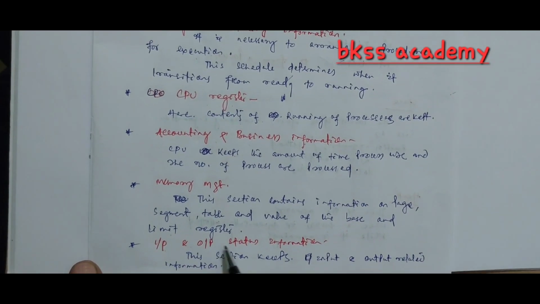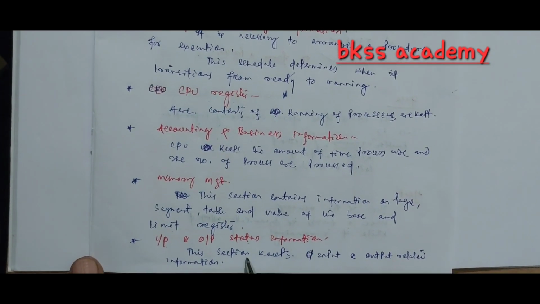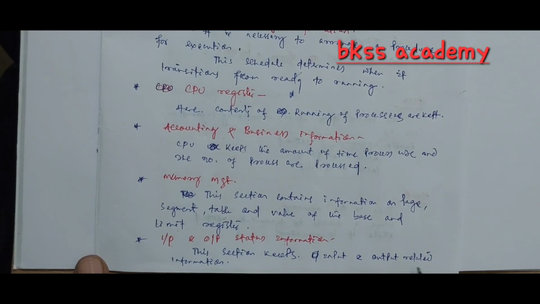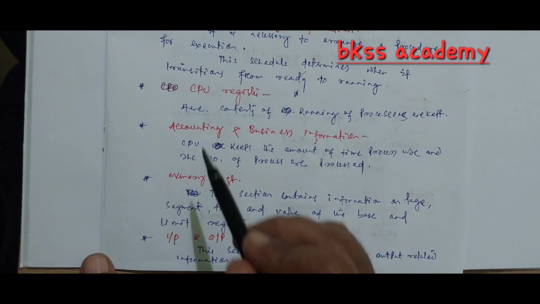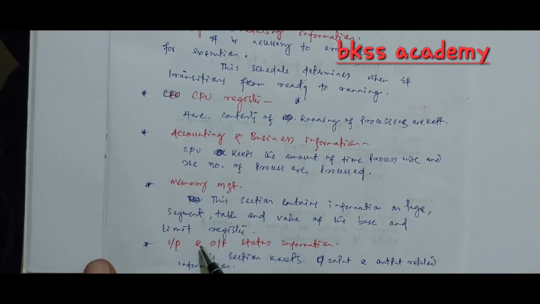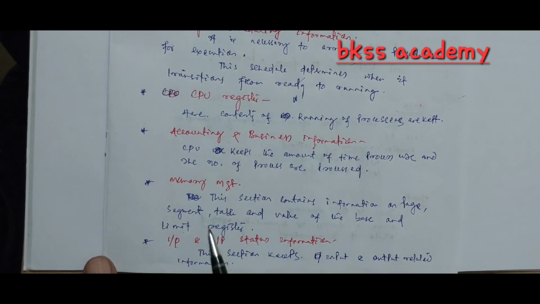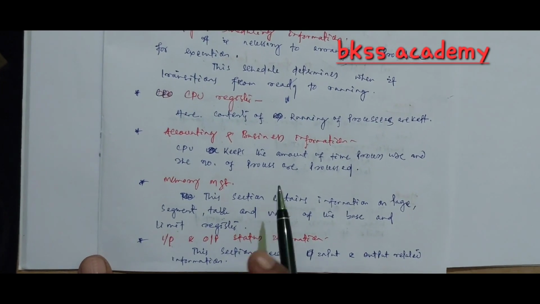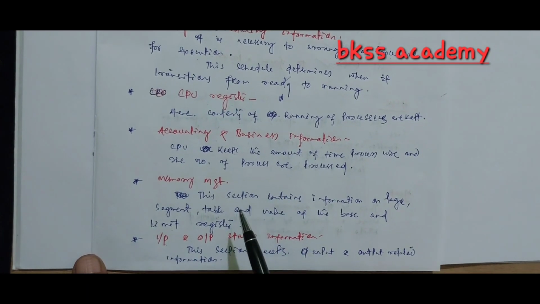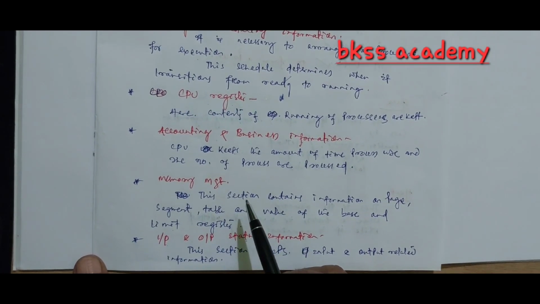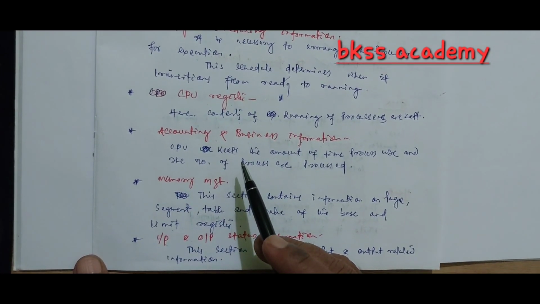Input and output status information: this section keeps input and output related information of the process. In this part, the contents of input and output related information will be kept. This is all about the process control block.